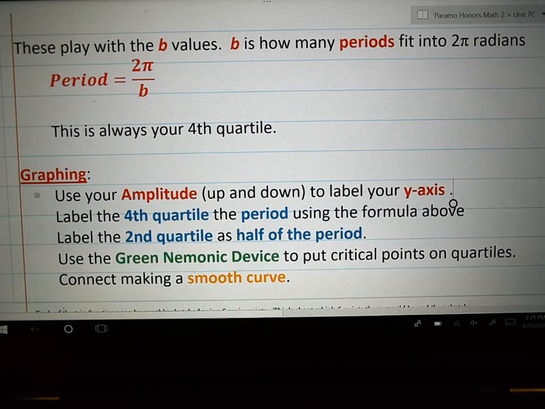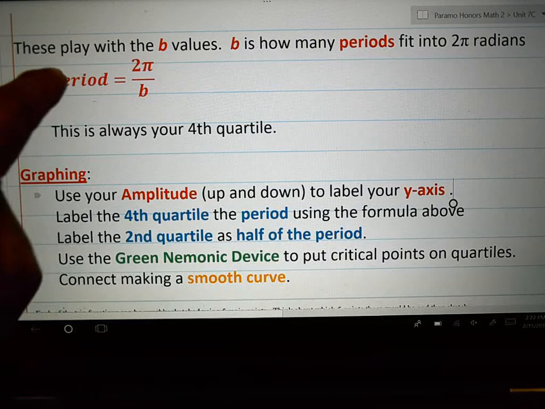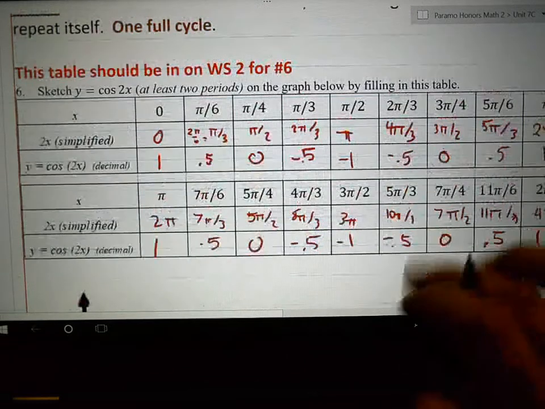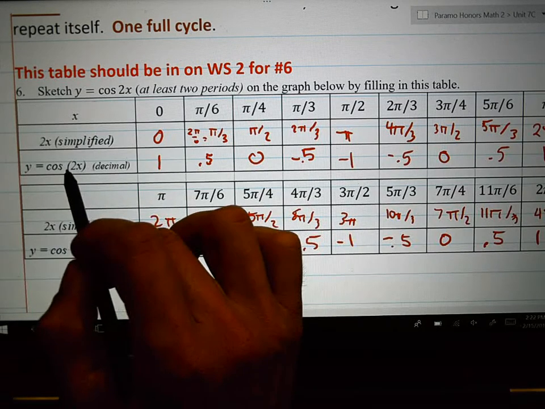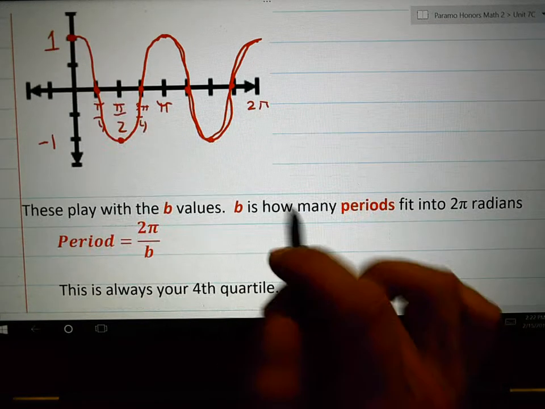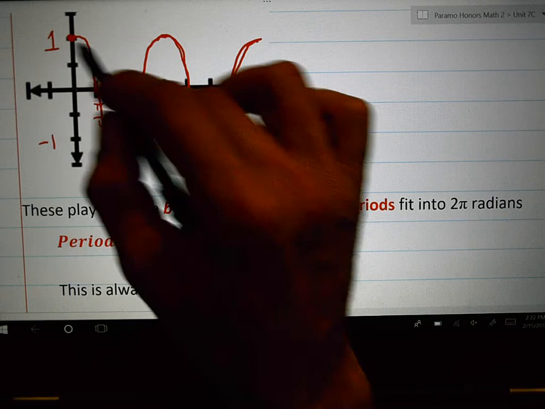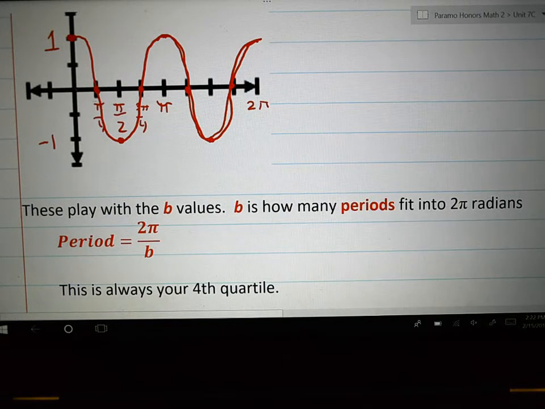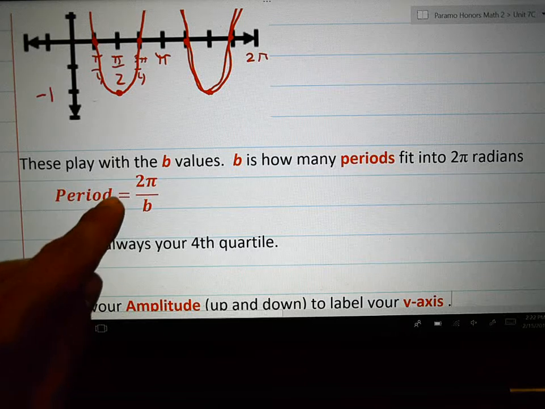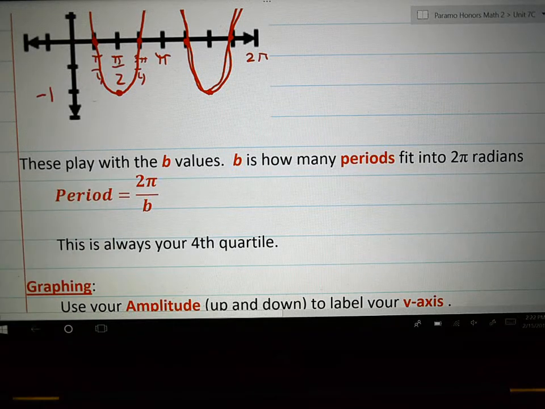Part 2 of 7C.2 is this. We are going to be playing around with this b value. Just like we looked at the cosine of 2x, we have a b value of 2. What that's going to do is allow me to fit 2 periods into 2 pi radians. The definition of b is not how many periods, the definition of b is not how big the period is. It's how many periods fit into 2 pi radians.